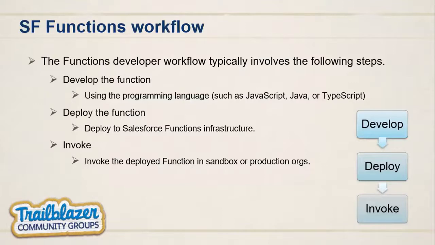So this is the workflow of how we will be developing Salesforce Functions. It involves 3 steps. The first step is to develop the Salesforce Function. Using any programming language like JavaScript, Java, or TypeScript, we can develop the function. Once we successfully develop the function, we have to deploy it to our Salesforce infrastructure. After successful deployment, we have the option to invoke the function from any one of the Apex methods, and that execution takes place in our sandbox or production org.